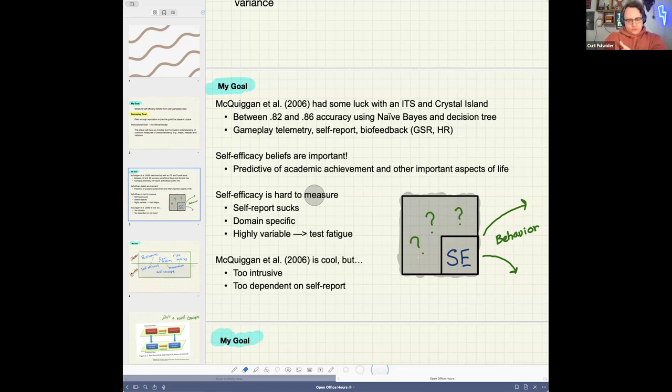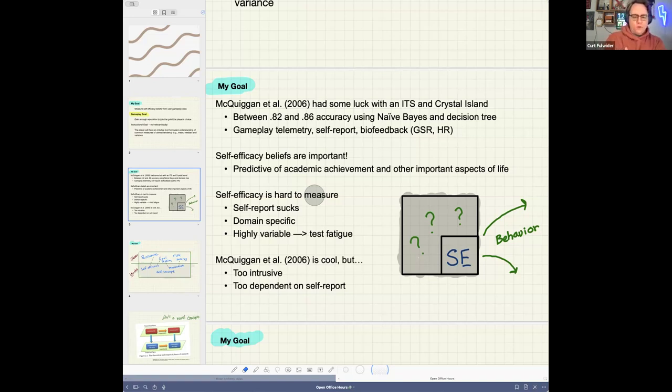Self-efficacy is super important, predictive of academic achievement, a lot of important aspects of life. It's very overlooked, in my opinion. And we have tried and true measures, but none that can be used regularly in the classroom again and again. Too hard to interpret for your regular everyday teacher. They have to be made to fit the context and the domain. And self-efficacy is very dynamic. You know, it's variable. It changes moment to moment.